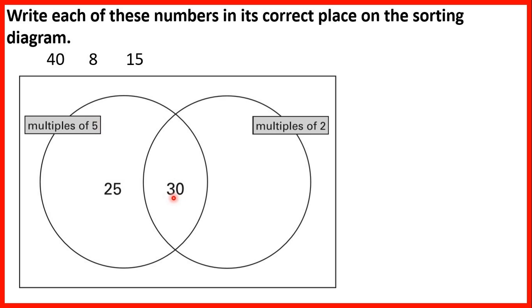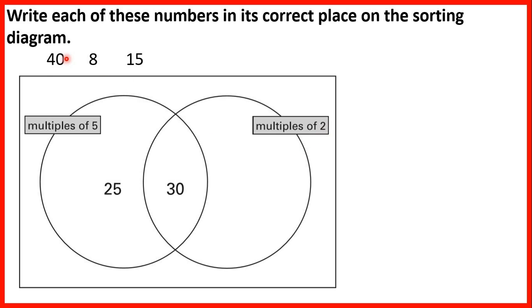And 30 is in the section in the middle, so it's in the circle for multiples of 5 because it's in the 5 times table, and it's in the circle for multiples of 2 because it's in the 2 times table. And we know that because if we divide 30 by 2, we get 15, so we get a whole number.